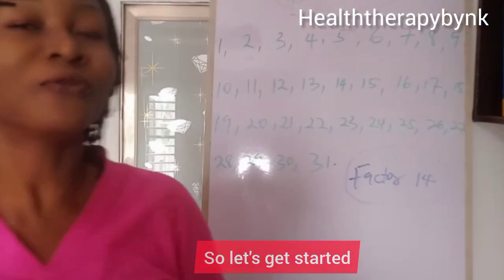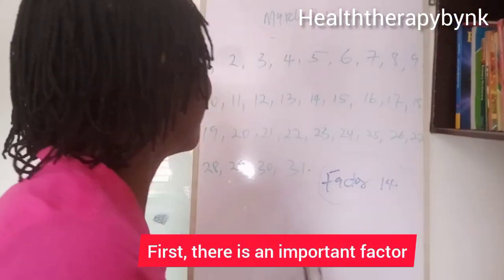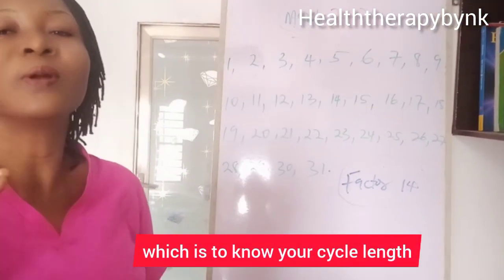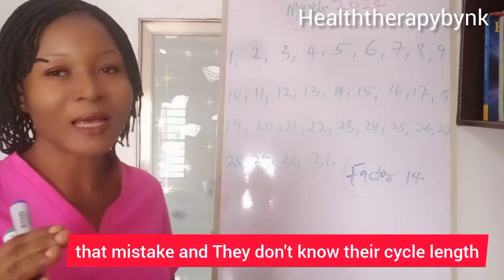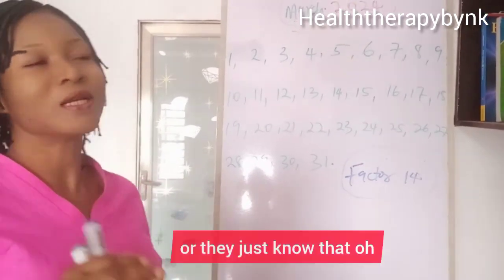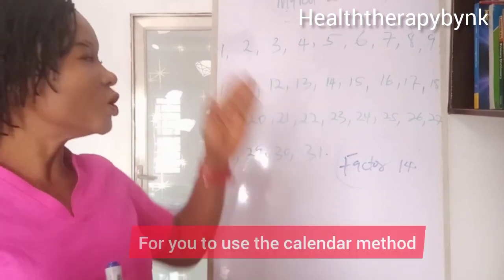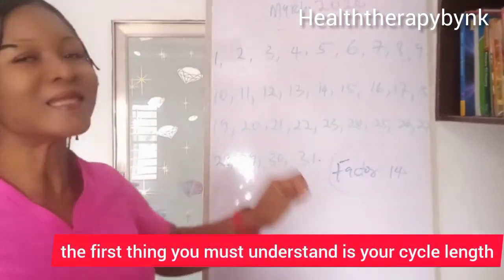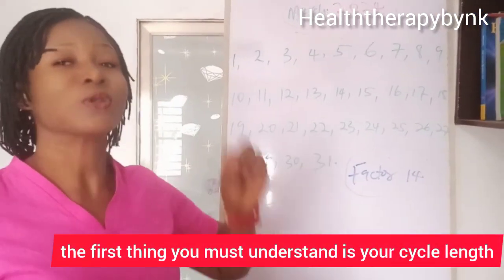So let's get started. First, there is an important factor, which is to know your cycle length. A lot of women are making that mistake. They don't know their cycle length, or they just know that, oh, I'm seeing my period. For you to use the calendar method, the first thing you must understand is your cycle length.